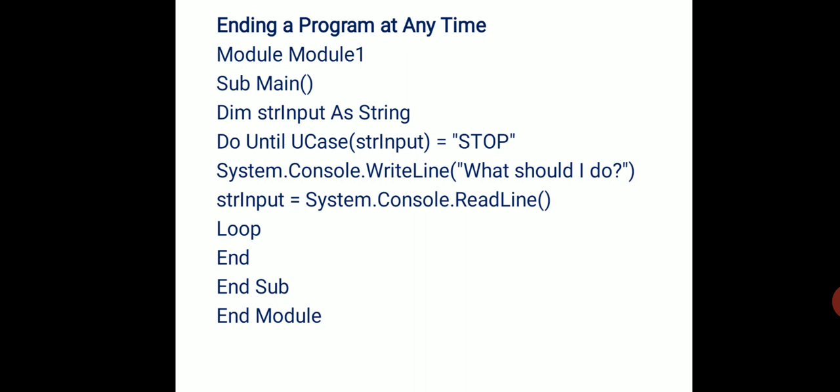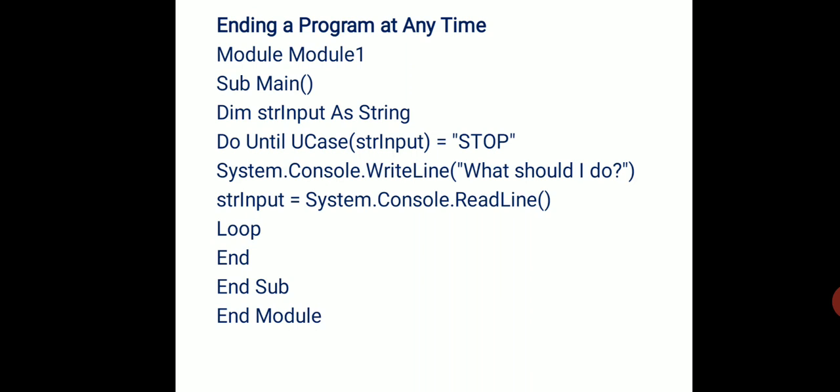So what should I do? It will print "What should I do?" Then whatever the user inputs will be stored in strInput, that is System.Console.ReadLine. ReadLine is just like scanf. It will read strings or any value from the keyboard. So the entered thing is stored in strInput. It is in a Do Until loop, and it will repeat this "What should I do?" until the user inputs STOP.